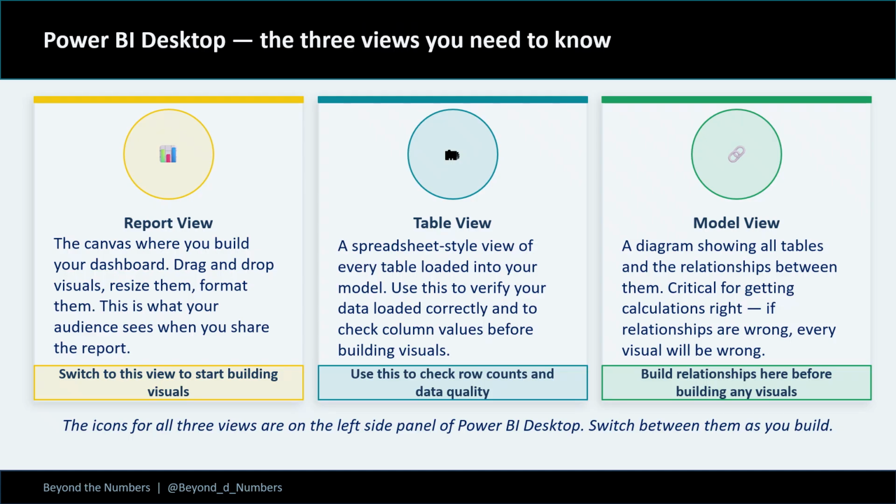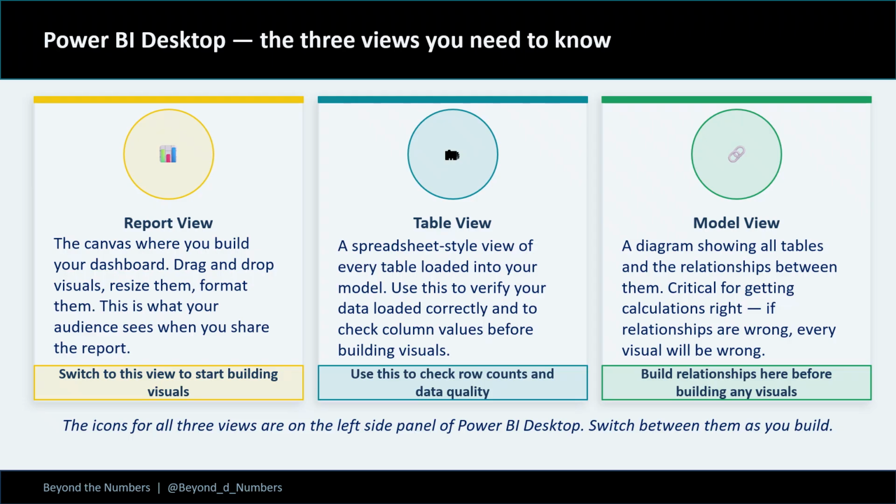When you open Power BI Desktop, there are 3 views on the left side panel. Those 3 icons control everything. So look at the report view, the canvas. This is where you build visuals and arrange them into a dashboard. It is what your audience sees when you are sharing the report, and you will spend most of your time here. The table view, that's where you have the data, a spreadsheet style view of every table you have loaded.